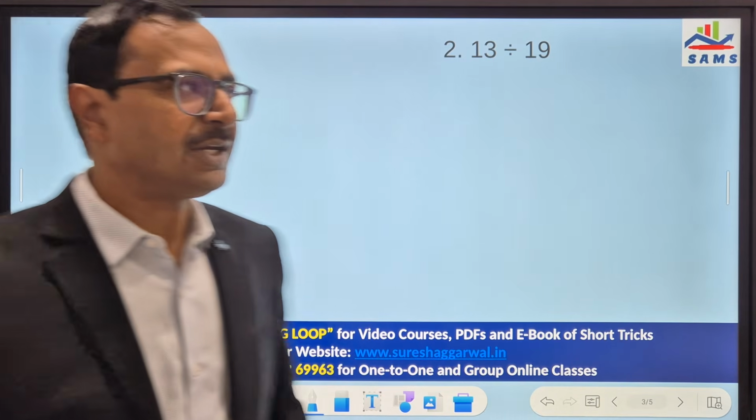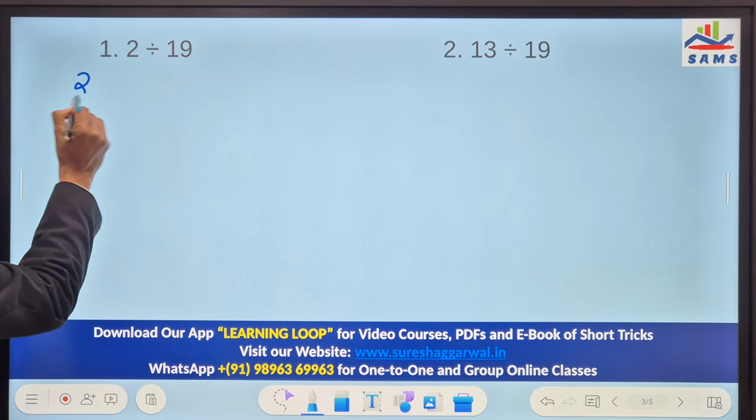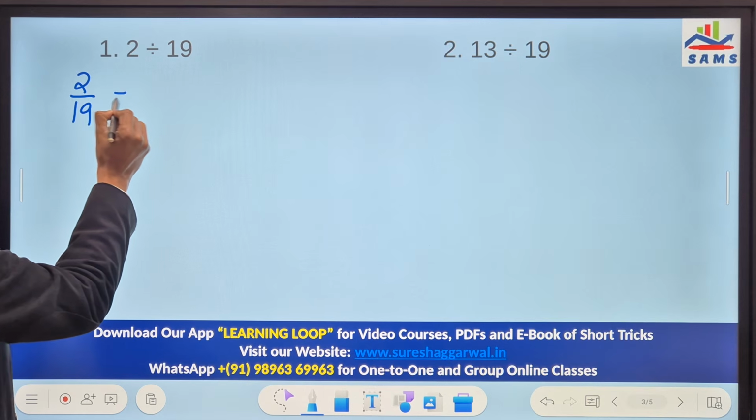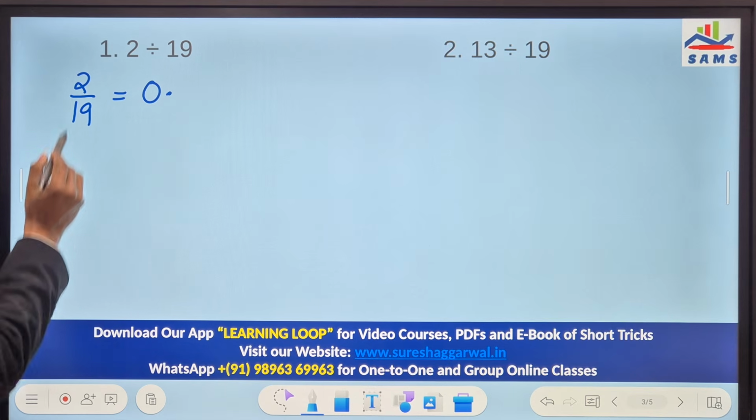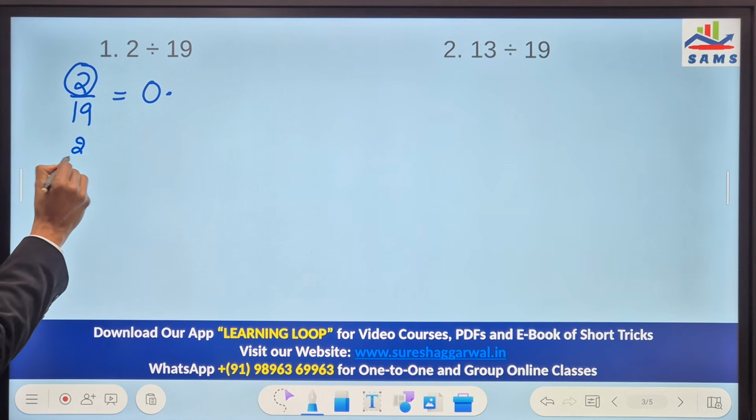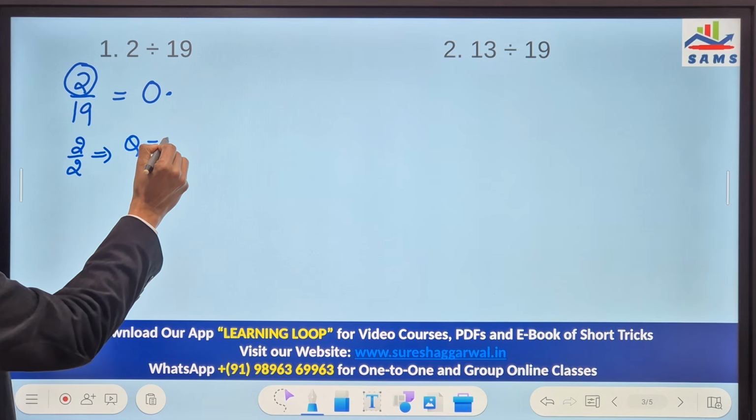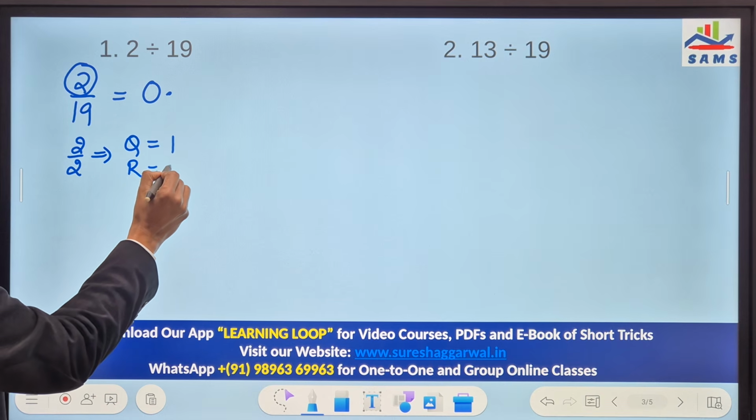Okay, so let's get into the first question. We have to do 2 upon 19. It's a proper fraction, so 0 point something. See the numerator. The numerator is 2. Now when you divide 2 by 2, you get a quotient of 1 and a remainder of 0.